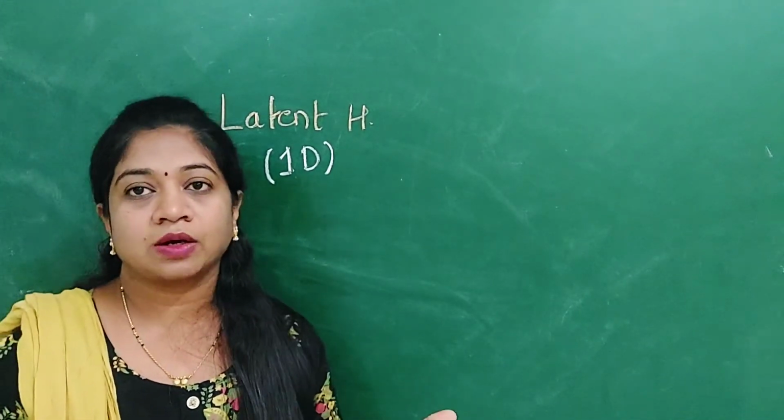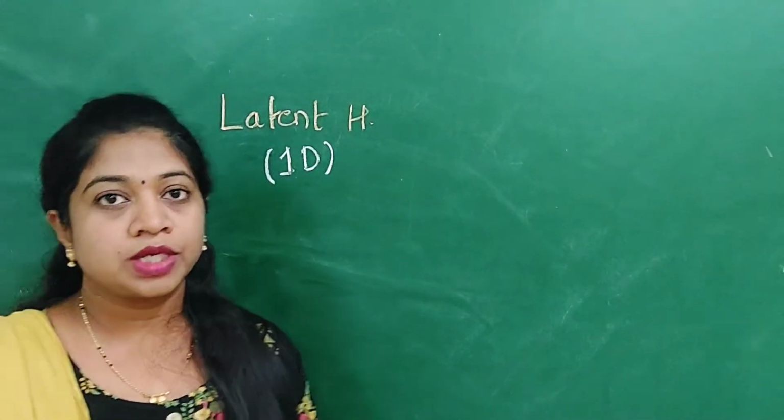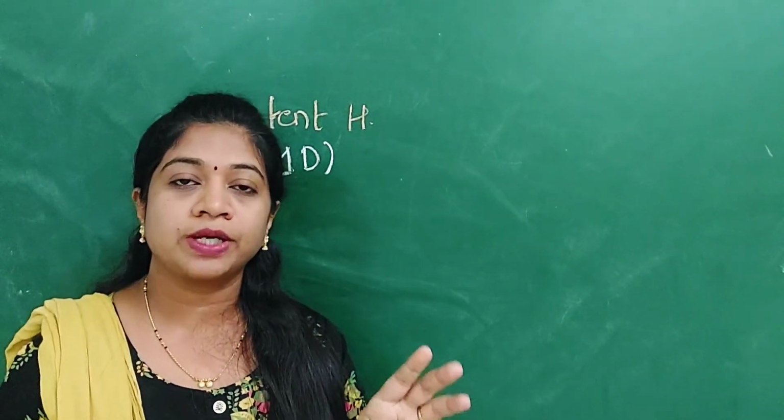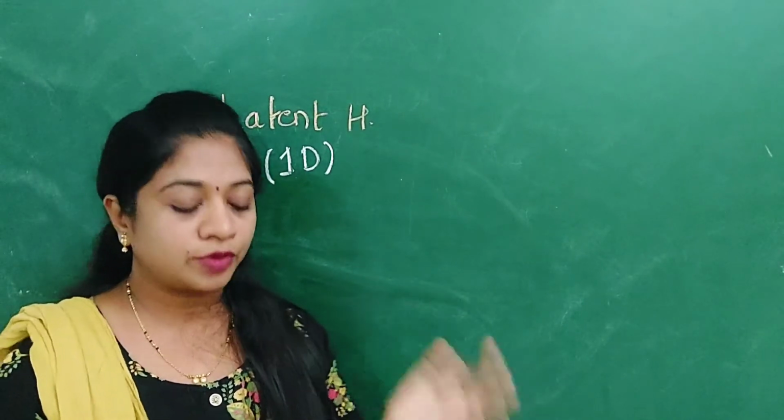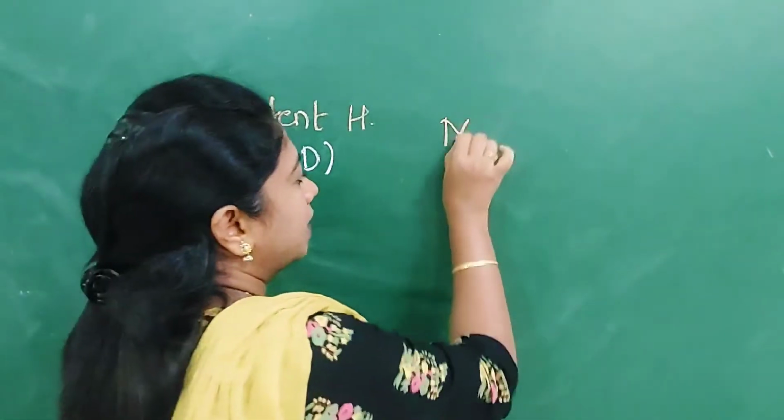Then we have something called manifest hypermetropia. That is the amount of hypermetropia which can't be overcome by the ciliary muscle tone. So we have what is known as manifest hypermetropia.